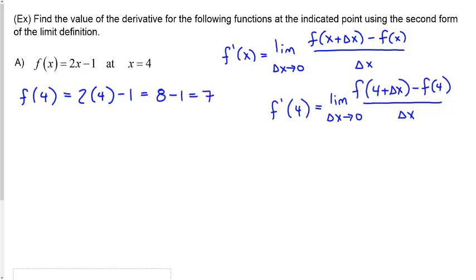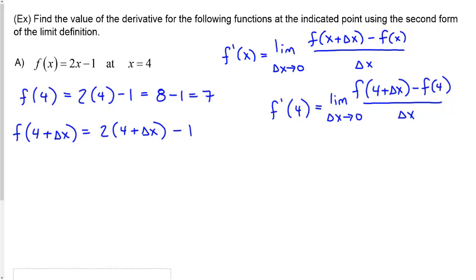F of 4 plus delta x. Remember with these functions, the x is really just an empty box, and whatever you put in the parentheses on the left-hand side goes in all the x's on the right-hand side of your function. So this will become 2 times 4 plus delta x minus 1. And since that's a sum of terms, make sure you put parentheses around it so that you don't lose that part.